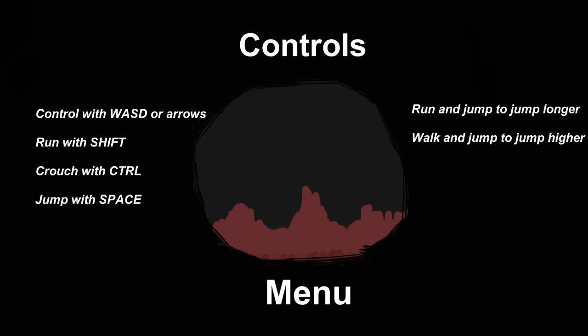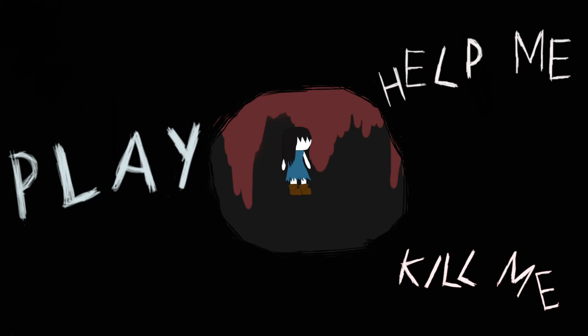So, quickly, controls. W, A, S, and D to move. It's a 2D puzzle platformer. You use shift to run, control to crouch, spacebar to jump. When you run and jump, you jump further. When you walk and jump, you jump higher. That's going to be important very soon.